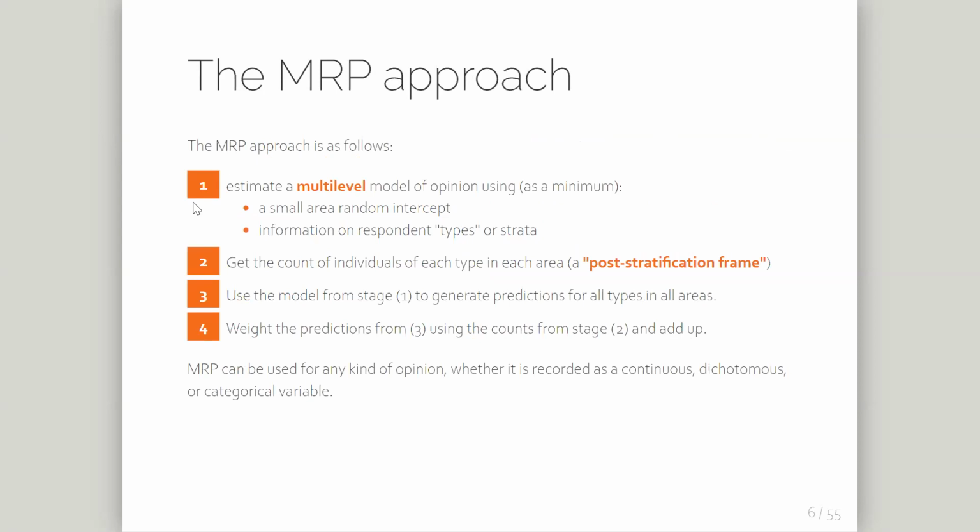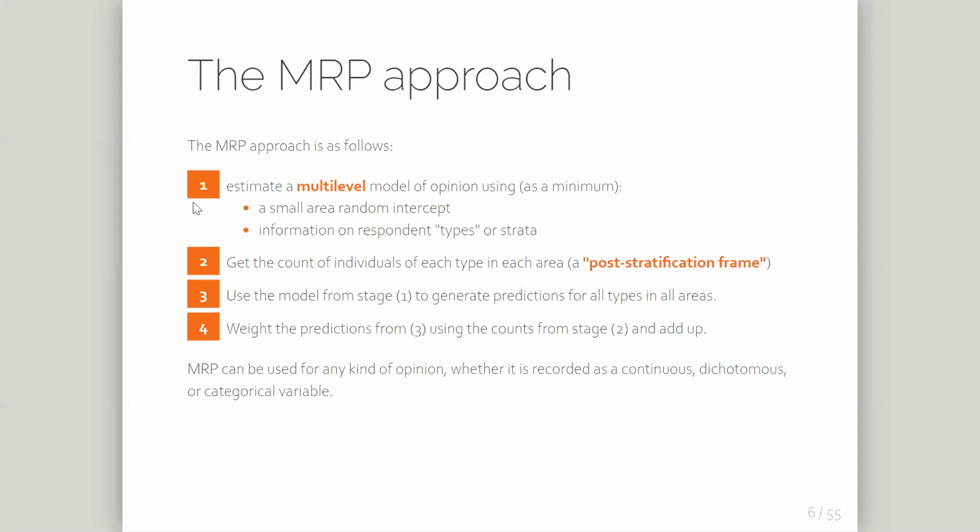Well, the very basic outline of the MRP approach is to take our national sample, our national survey, and try to model the outcome of interest using, and here's where the multi-level term comes in, some kind of small area random intercept plus information on the respondent type or respondent strata. For example, a respondent type might be males between the ages of 25 and 34 who left high school without qualifications and who are currently employed. That might be a particular respondent type.